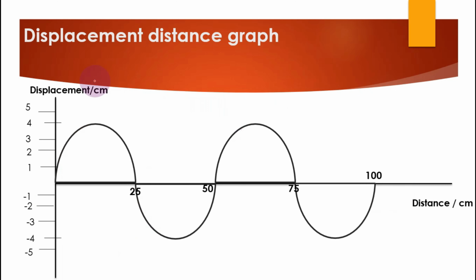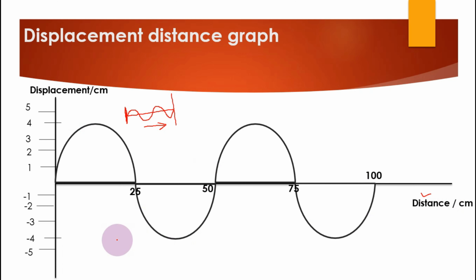Now let's start with the displacement distance graph. If you remind yourself of a wave which you produced with the help of a rope, when you were vibrating your hand up and down, you saw that a wave starts traveling from the hand towards the wall. So the wave travels in this direction and it covers some distance. That distance is taken here in centimeter. While the hand vibrates, it covers displacement. So on this axis we took displacement in centimeter and distance in centimeter.